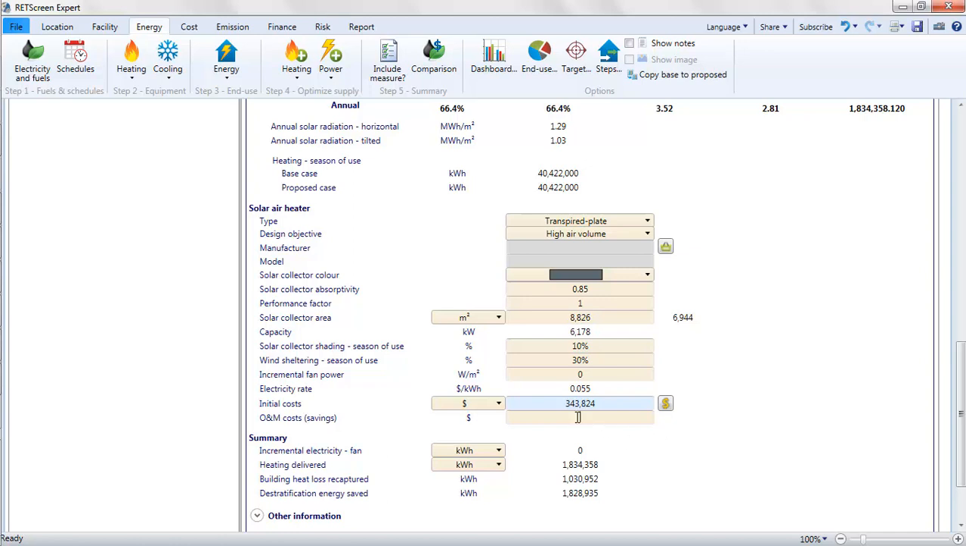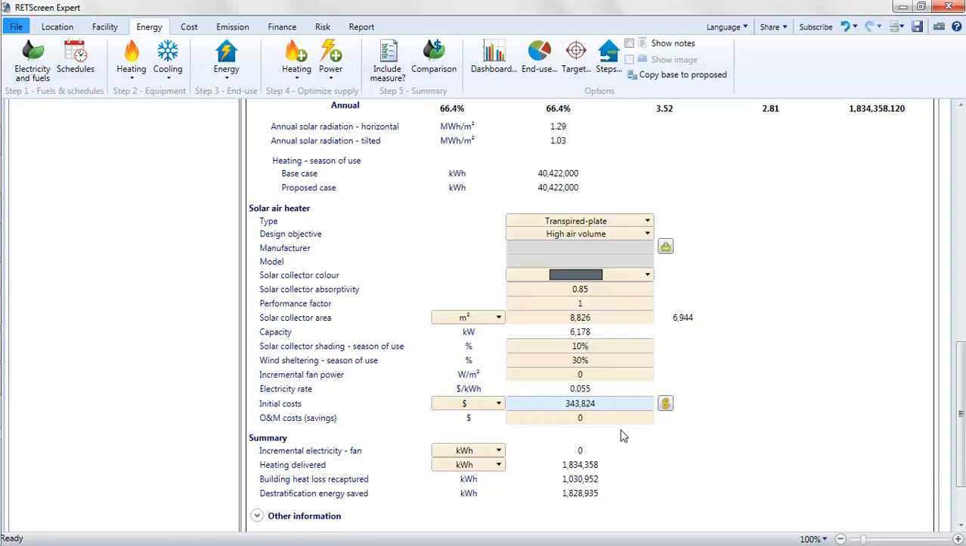For operation and maintenance costs, I'll enter 0. There is no additional maintenance for this unglazed perforated metal plate compared with a standard metal exterior cladding. Fan maintenance would be required regardless of whether there's a solar air heating system implemented.